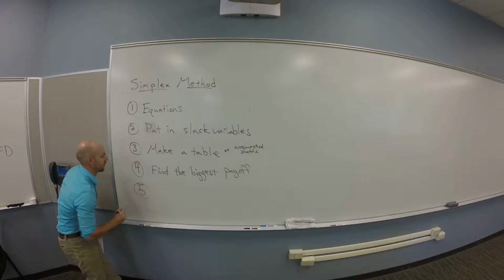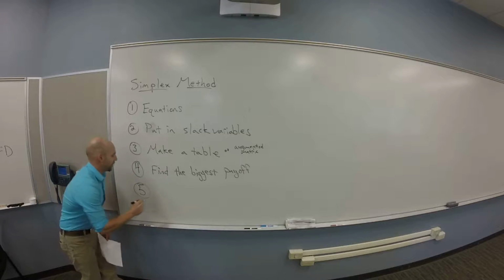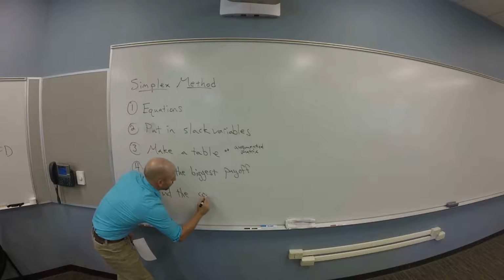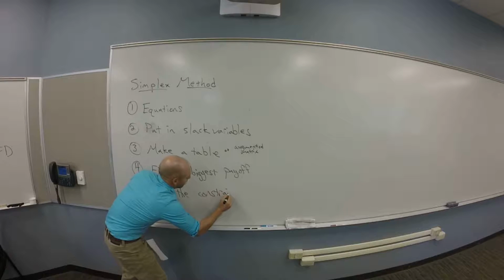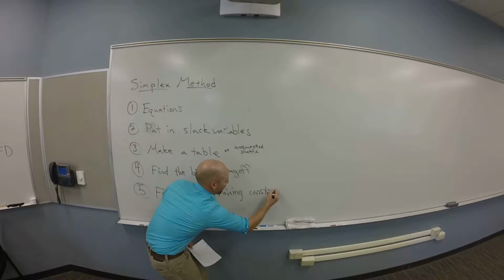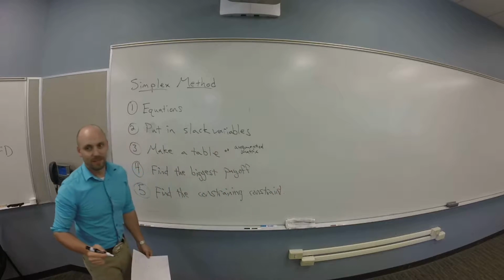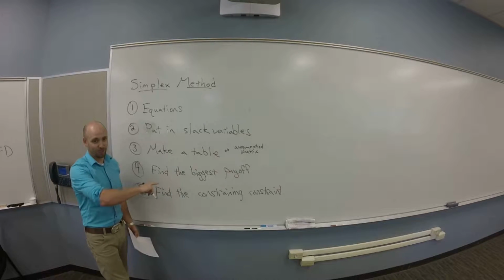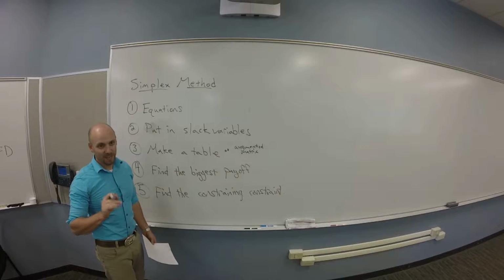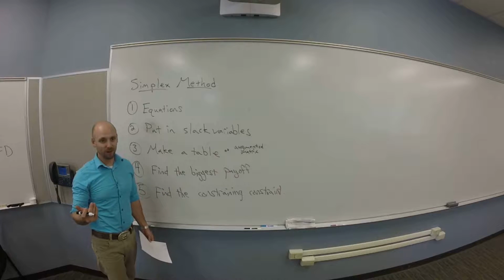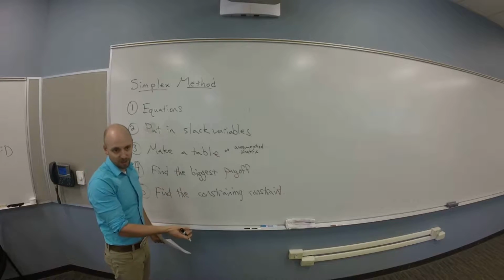Step 5 is going to be find the constraining constraint. That sounds a bit bizarre too. Trust me, this will make sense. I'm going to talk a lot about the constraining constraint in here. What that is, is the most constrictive or the most restrictive restriction, right? So which of these things are you going to run into first, basically?